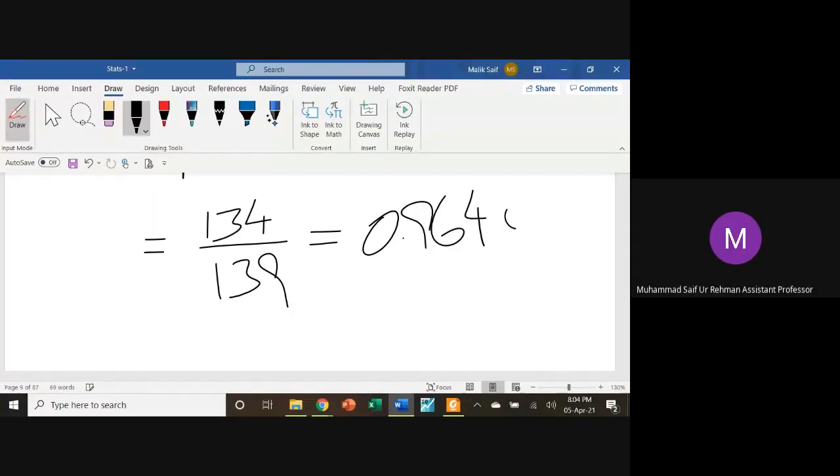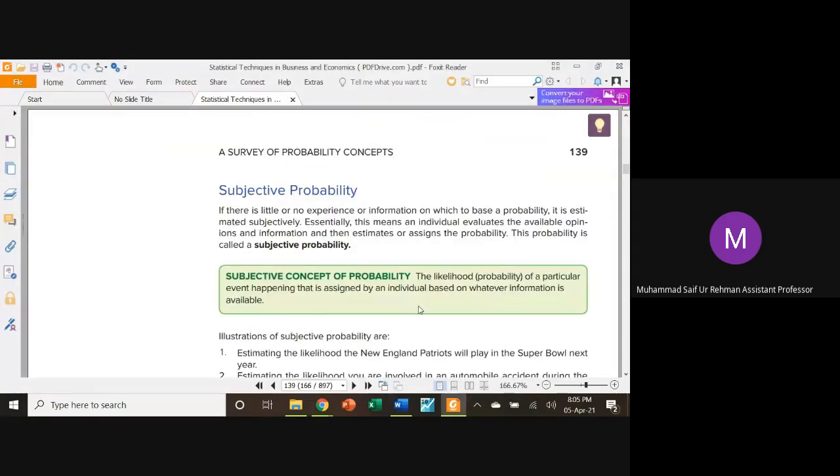0.964. So when you multiply this figure with 100, the answer will be 96.40%. So you will put the percent sign with this, and you will say that there are 96.40% chances that the future mission will be completed successfully. So you may see how probability concepts are helping you.